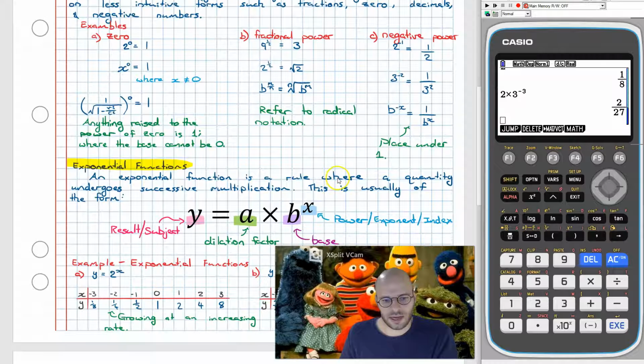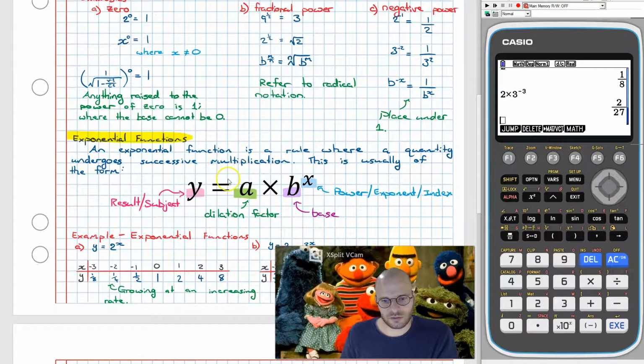And then finally, we had a look at this idea of an exponential function, a function whereby we have exponentials embedded in them. So we're not getting these linear lines anymore. Rather, we're going to get something different, based on what we can see with these tables.